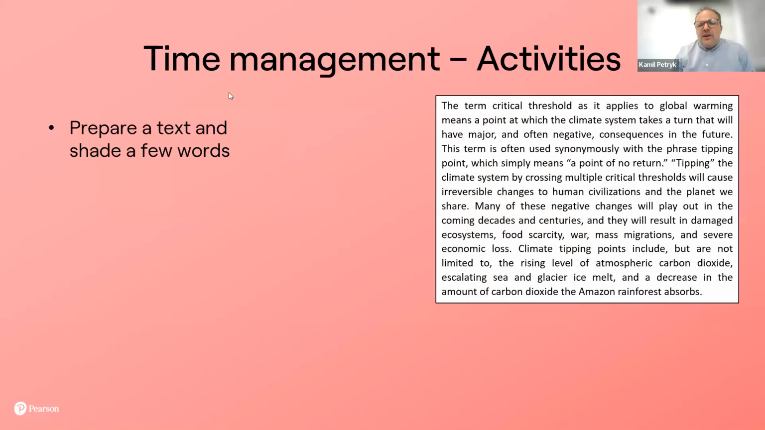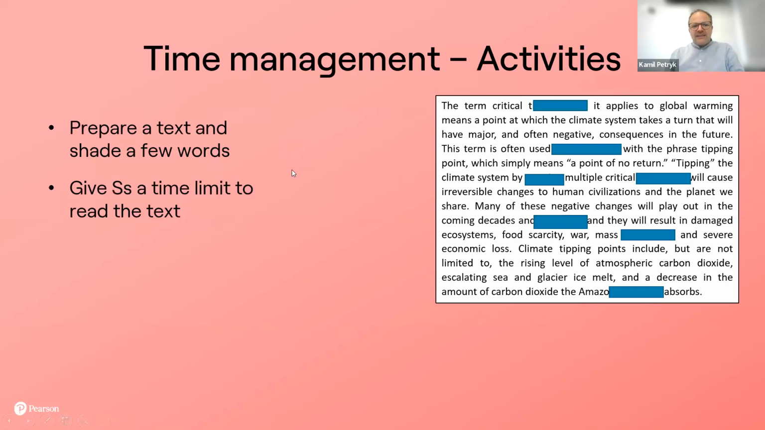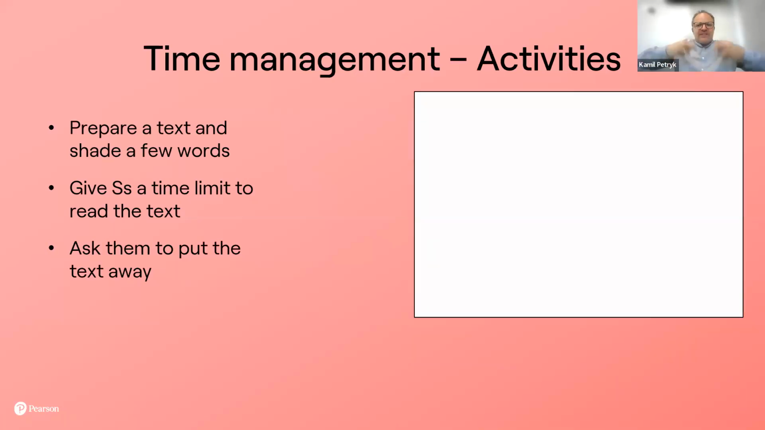Also, think of giving them a very simple activity in which you give them a text and you shade words in the text, just to reflect the situation in which they, for example, do not understand every single word. So there's a text with gaps, and you give them a time limit to read the text. And after that, give them some questions about the text. So again, they have to read within a time limit with not every word clear, because some words have been shaded.